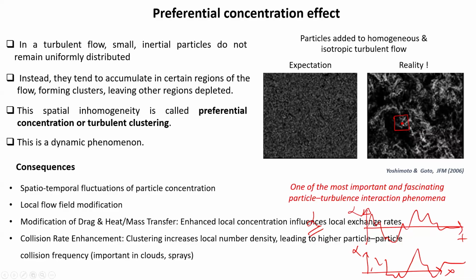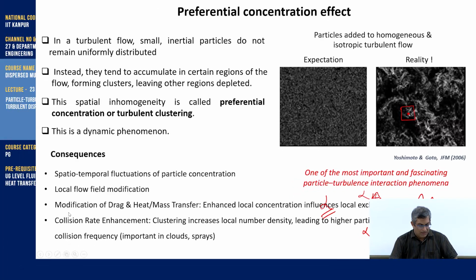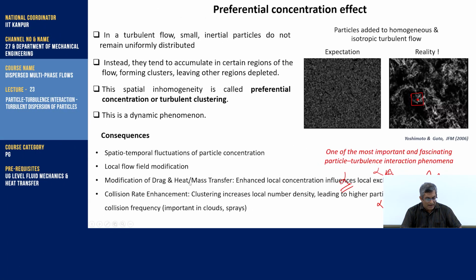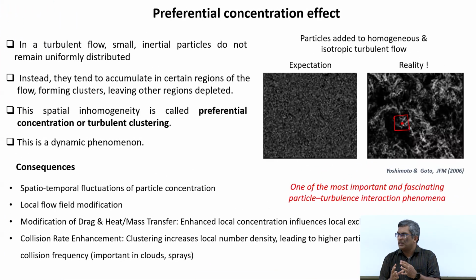Okay. So, this is a main consequence of the preferential concentration effect. Now, why is that important? Because it can cause local flow modification. Locally the flow is modified because of accumulation of particles or depletion of particles. Now, it can modify the drag, heat and mass transfer from particles. Enhanced concentration influences local exchange rates. So, for example, if particles are coming together at some place, then the drag on individual particles will be modified. The question is, can you still use Stokes' drag?